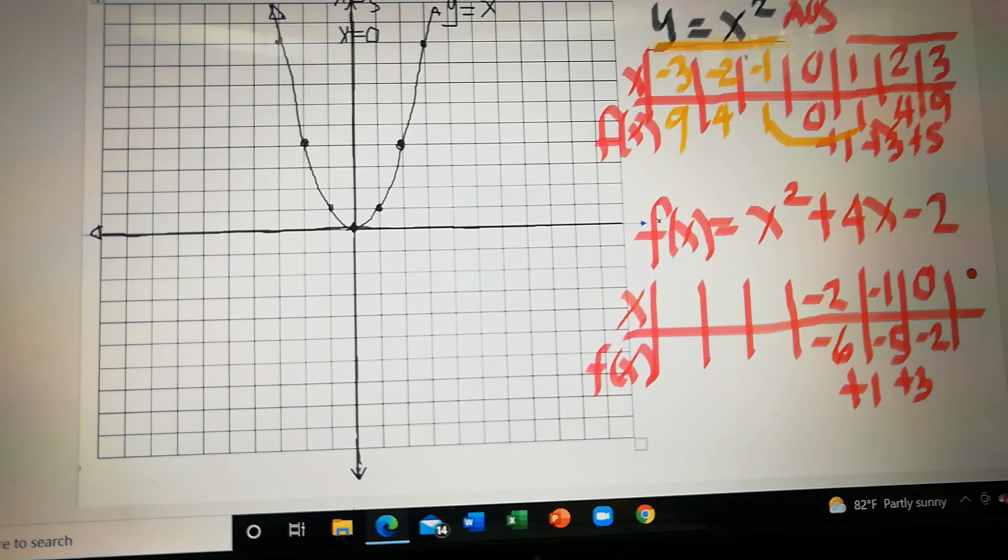So when x is equal to 1, then you just simply add 5 here to get the value of your f of x. That is now equal to negative 2 plus 5 equals 3.